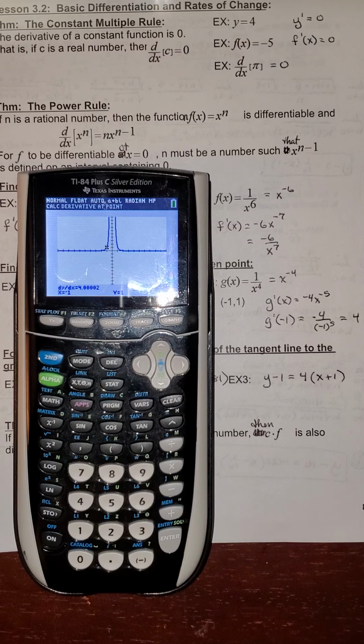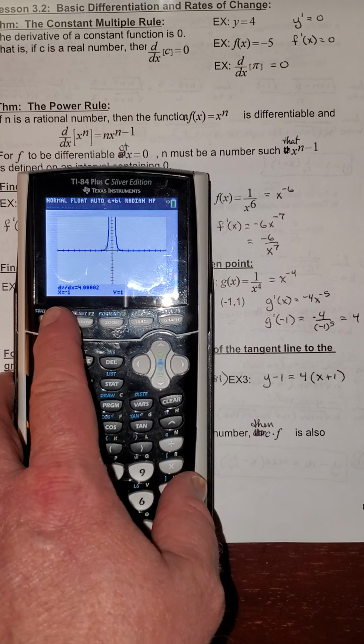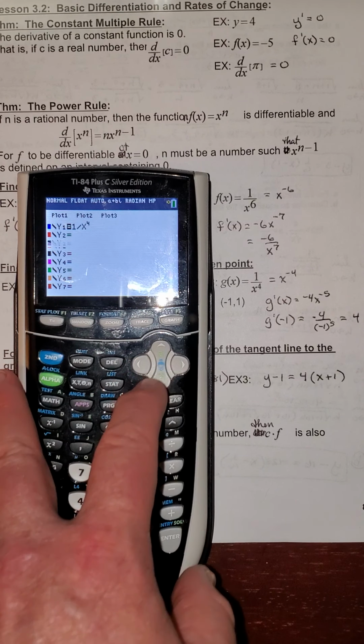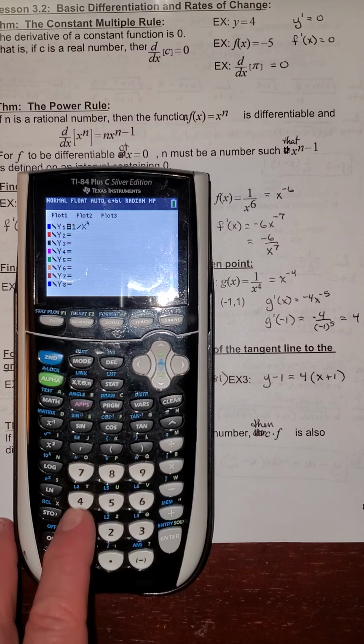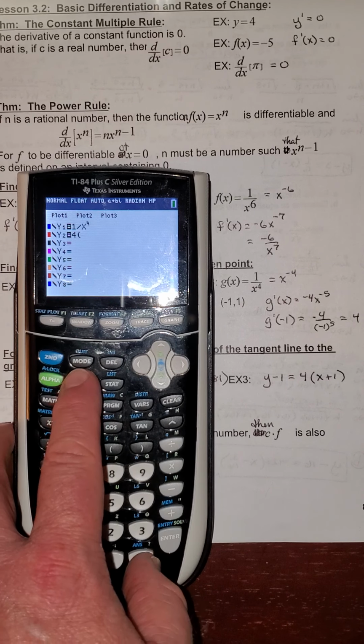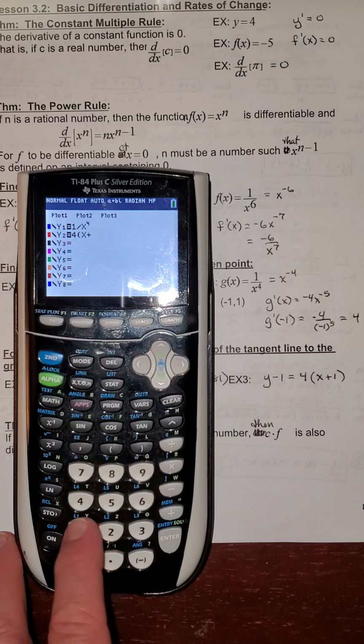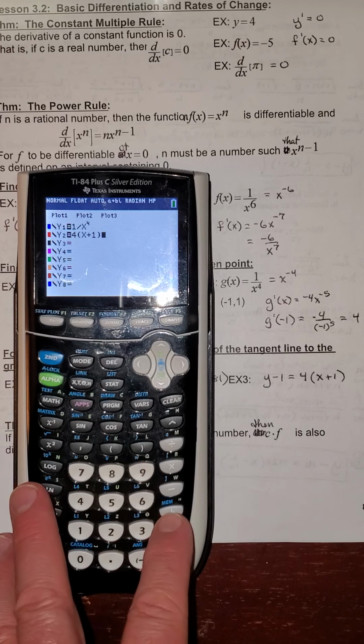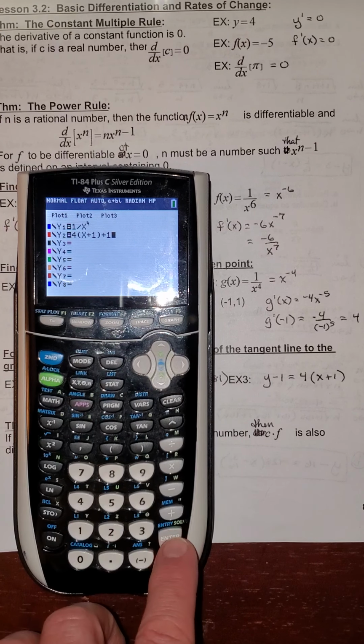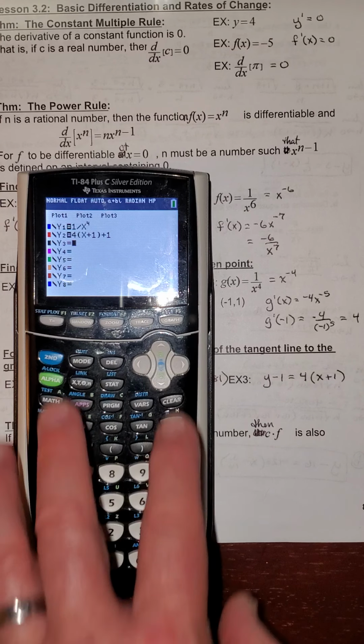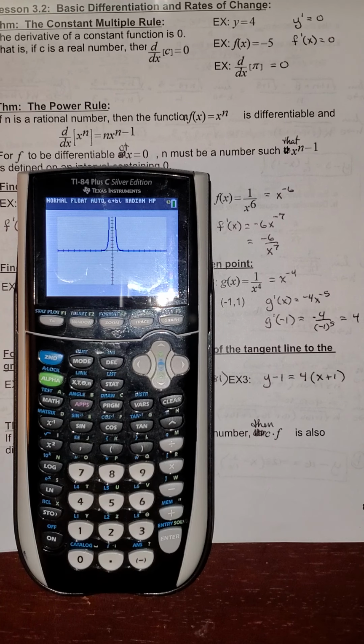Now, remember, we found the equation of the tangent line too. So if I go back to y equals, and if I were to solve that for y, it would be 4 times (x plus 1), and then that -1, I would just add to the other side to solve for y. Now watch what this graph looks like. Tell me if it looks like a tangent line at (-1, 1). Look at that. In that general area, it just hits at 1 point.